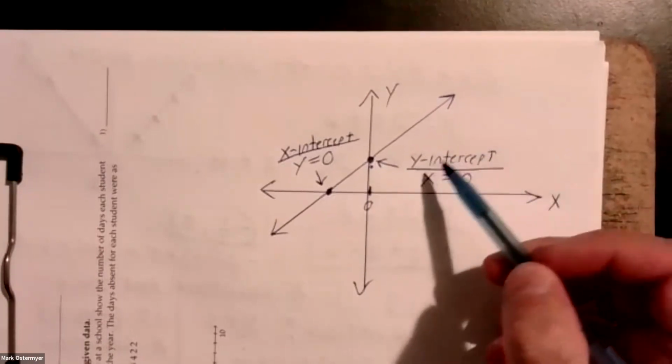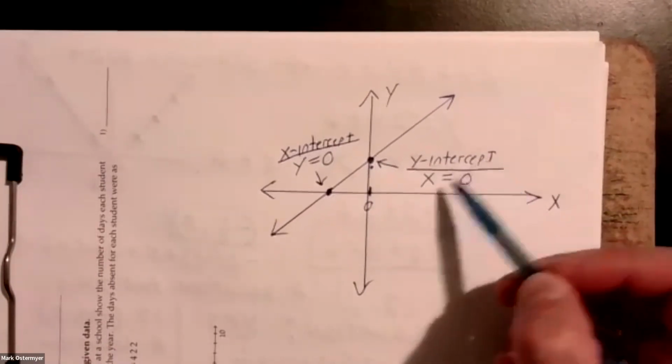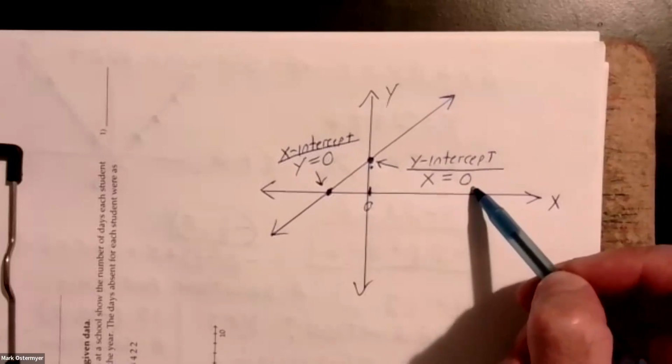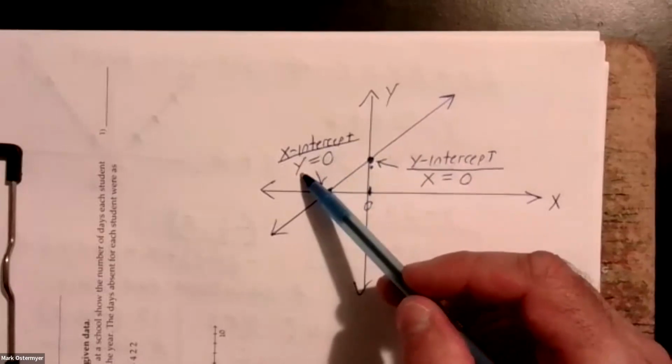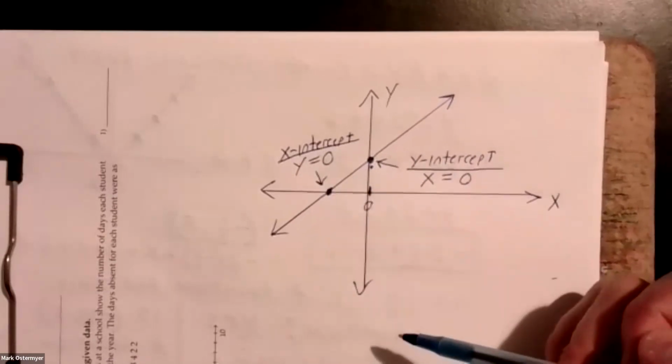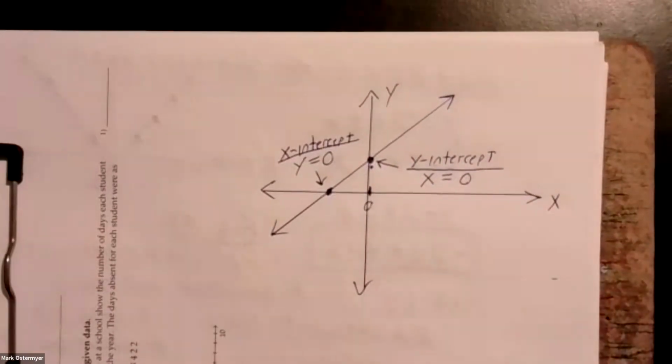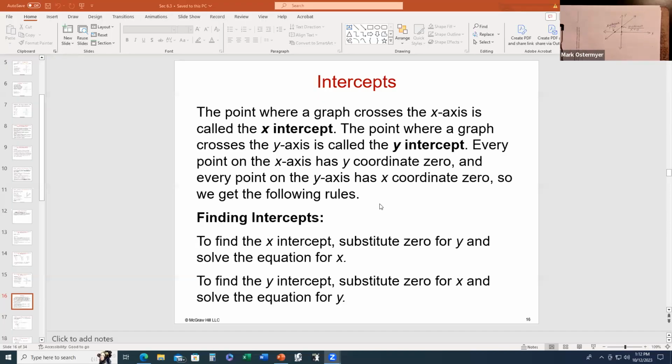So, ladies and gentlemen, in order to find a y-intercept for a linear equation, we always set x equal to 0. In order to find an x-intercept for a linear equation, we always set y equal to 0. Always. That's not just true for linear equations. That's true for all relationships involving x and y, even if they're nonlinear. Make sense? Those are called x and y intercepts.